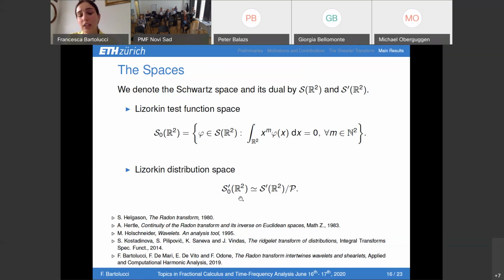This fact is not very surprising for us for two reasons. The first one is that, as we showed in this paper here, the Radon, the wavelet, and the Shearlet transforms are strictly related. And the second is that the condition on vanishing moments was shown to be essential when we want to characterize regularity and smoothness of signals in terms of the Shearlet transform.